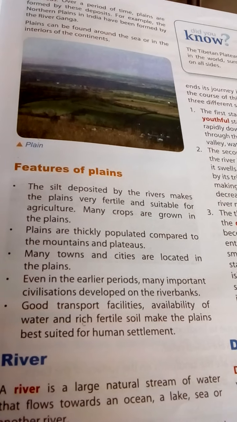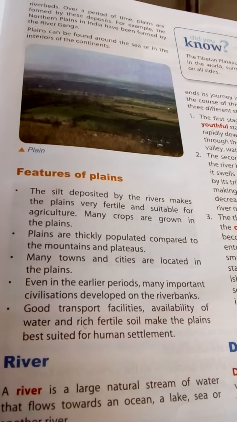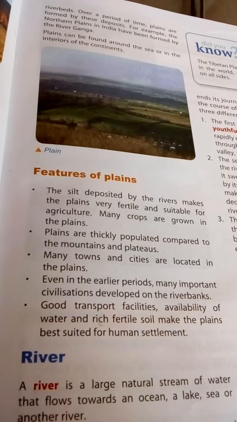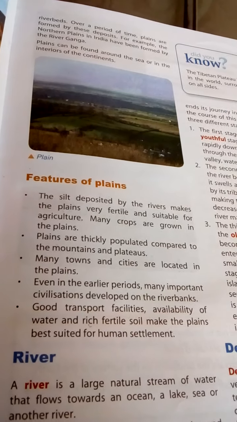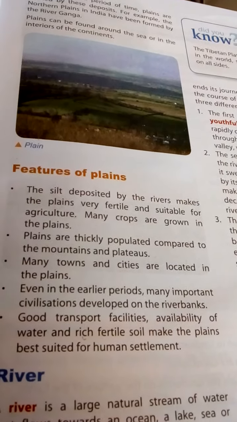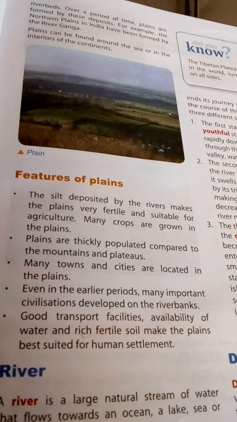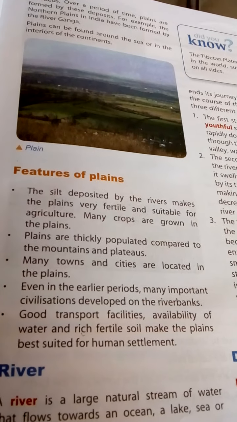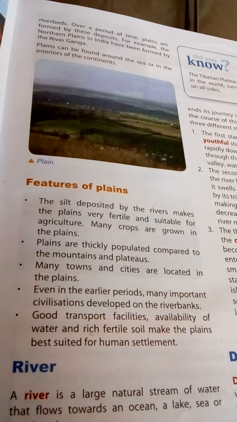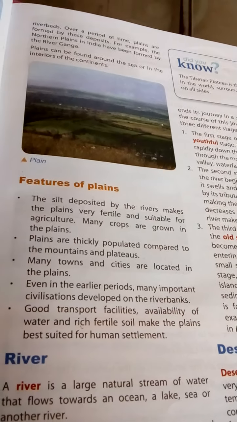Even in earlier periods, many important civilizations developed on river banks, like the Indus Valley, Harappa and Mohenjo-daro. Good transport facilities, availability of water, and rich fertile, very fine soil make the plains best suited for human settlement.